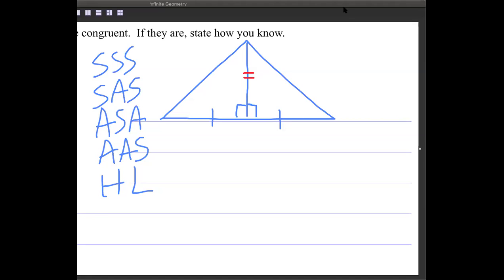I don't have all three sides marked, so I can't choose side, side, side. So that one's out. I only have one angle that's marked, right? I don't have two angles marked. I only have one. So all the options that require two angles, I'm going to cross them out because they can't be right. I would need two pairs of angles, and I only have one pair of angles. All right, so now I'm between these two, SAS or HL. Which would it be, guys?